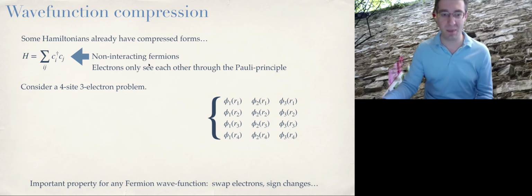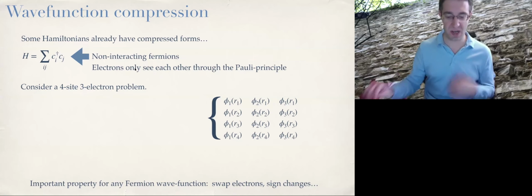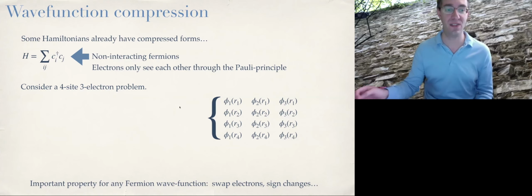Two electrons can't be in the same spot, but that's the only way they see each other. And this problem is simple. Physicists have been able to solve this problem for 100 years. And the amount of information that you need to encode the wave function for this problem, this ground state eigenvector, is small.